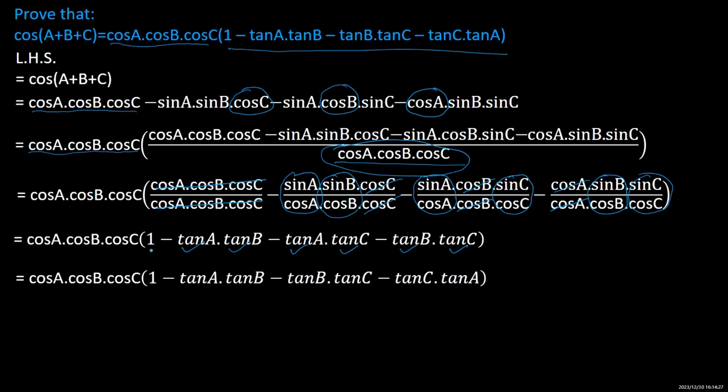Just arrange the terms. 1 minus tan A tan B is okay. Then tan B tan C you can write before tan C tan A, and you can write tan C tan A at last. And hence it is proved.